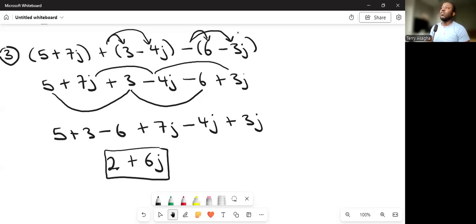All right, so that is it. So that is basically it. You open the bracket, then you add, and you then what? Collect like terms, and you simplify.